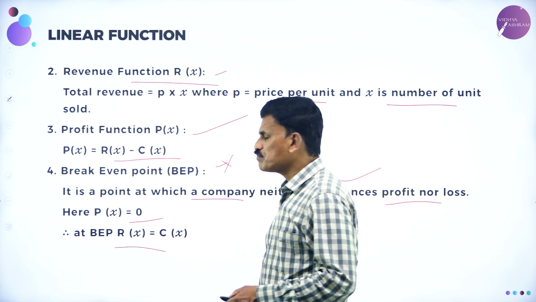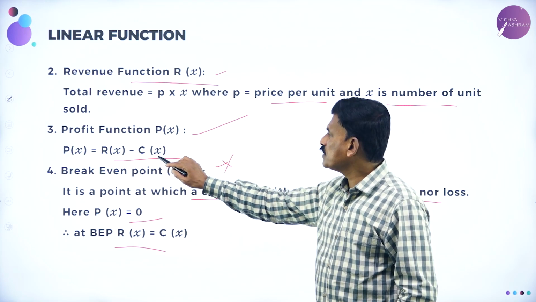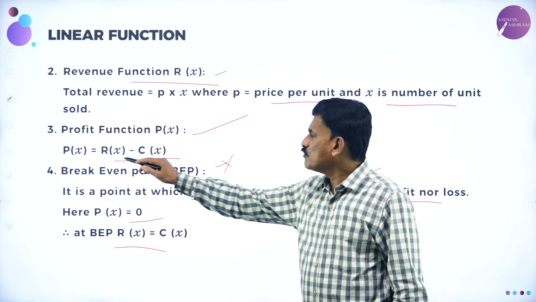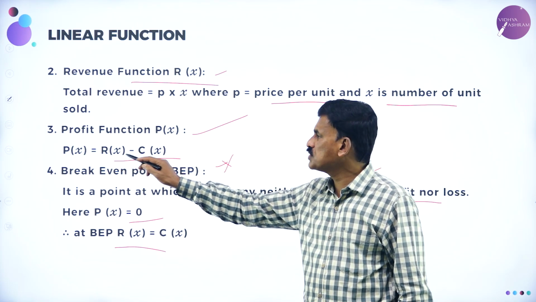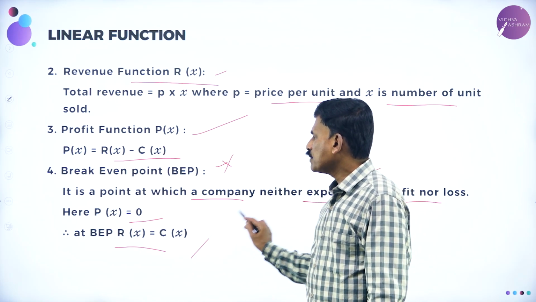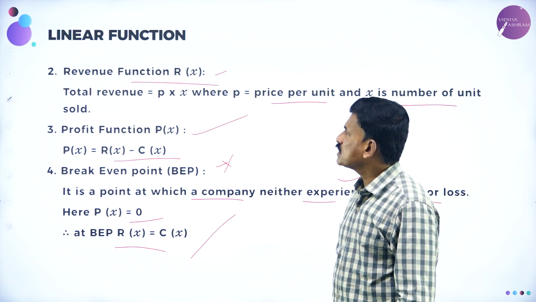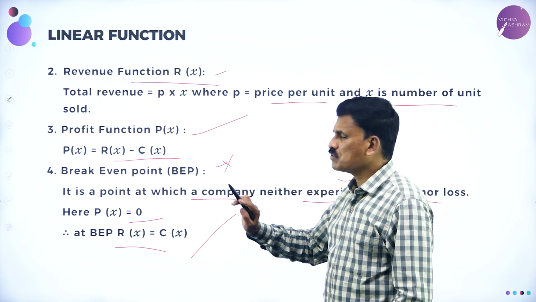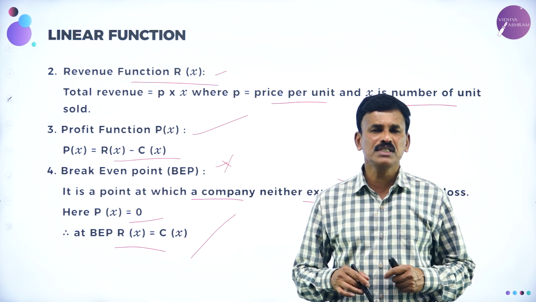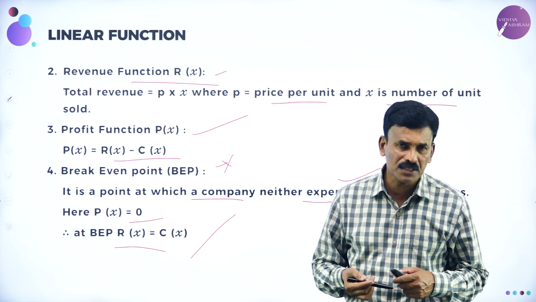So, at the break even point, R of x is equal to C of x, because if P of x is equal to 0, it means 0 is equal to R of x minus C of x. Interchanging, R of x is equal to C of x. That means the revenue function is equal to the cost function. These are a few definitions and formulas which we are going to use to solve the problems in linear functions.